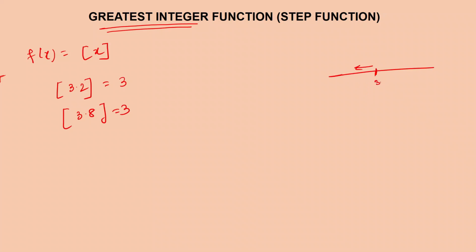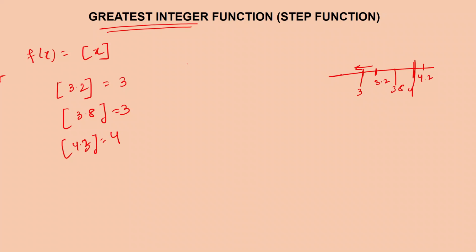So if you take 3.2, the integer just below that is 3. If you take 3.8, still the integer just below that is 3. If you take 4.2, the integer just below that will be 4. So the output will be 4. That means box of 4.2 or anything 4.3 is 4. So the integer just below this. This is the definition of greatest integer function or step function, also called as the box function.